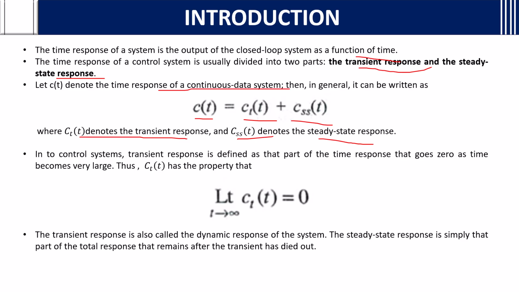The steady state response is simply that part of the total response that remains after the transient has died out. When this transient response has died out, when it becomes 0, then the total time response is nothing but the steady state response. Understood?